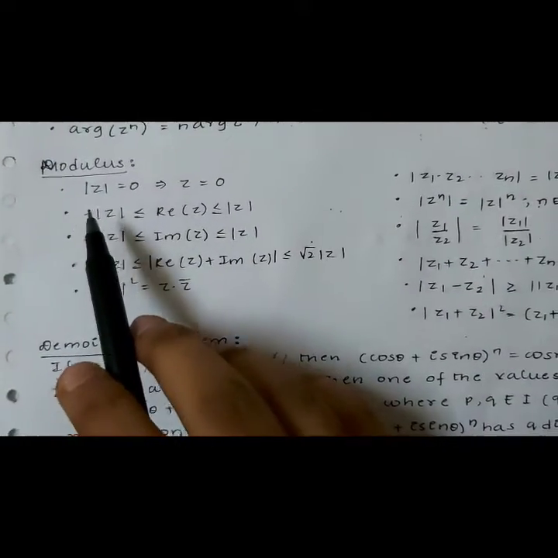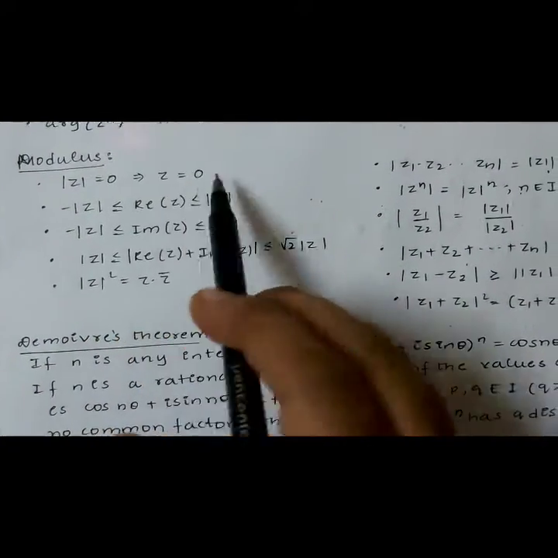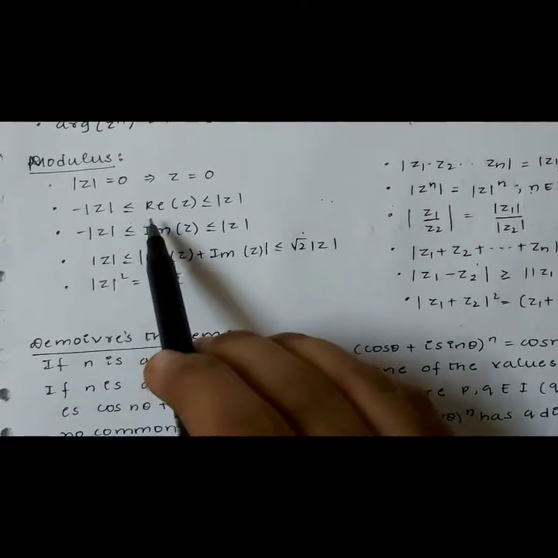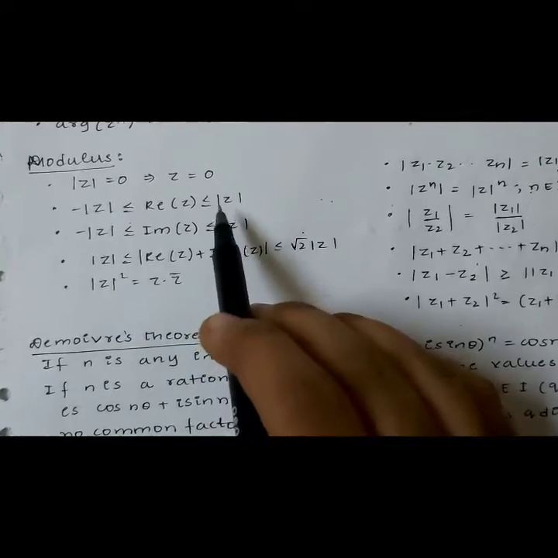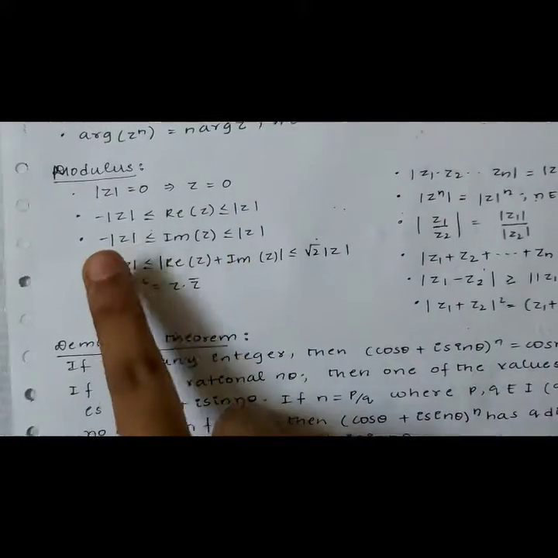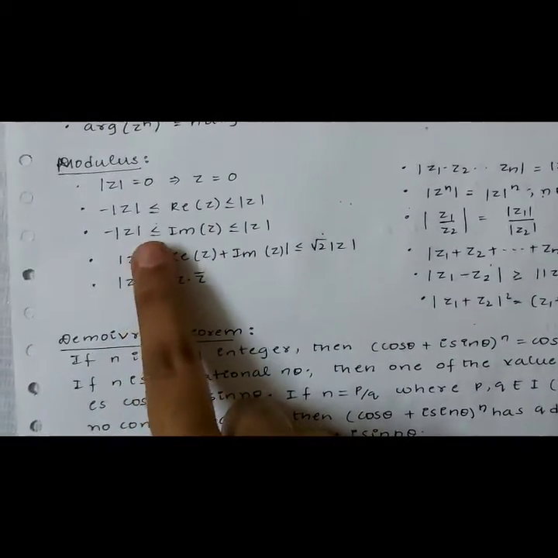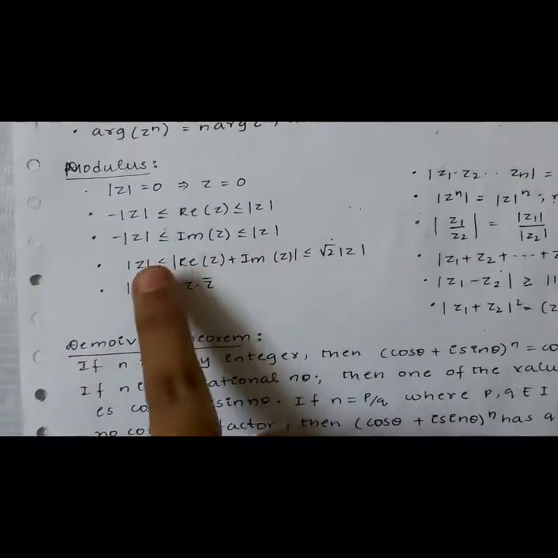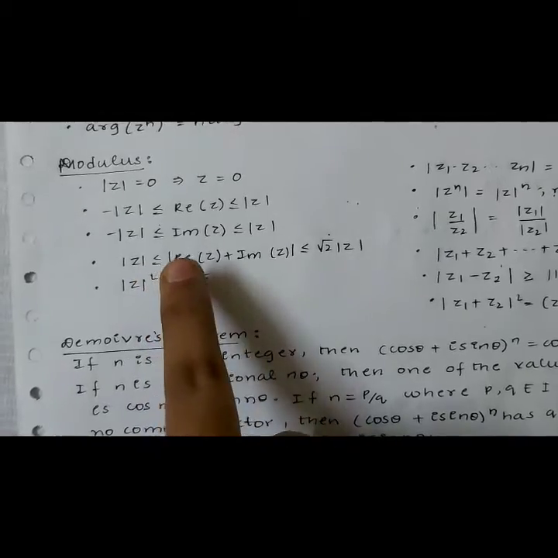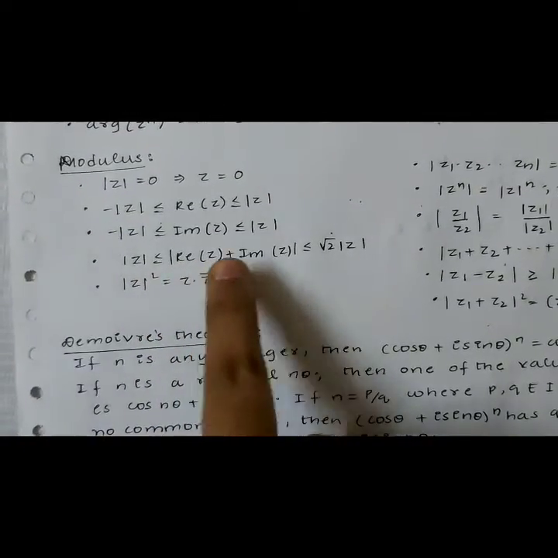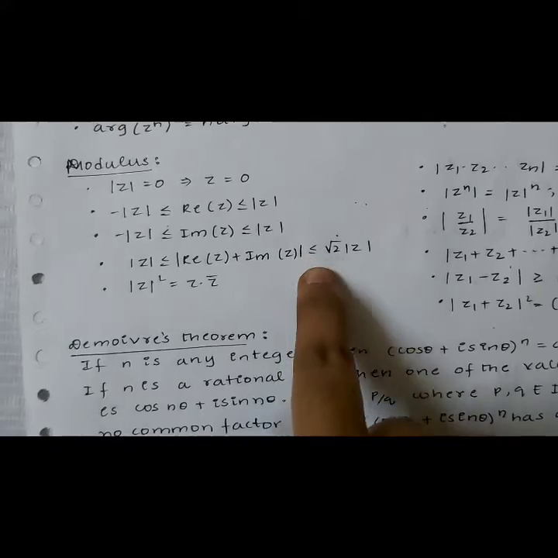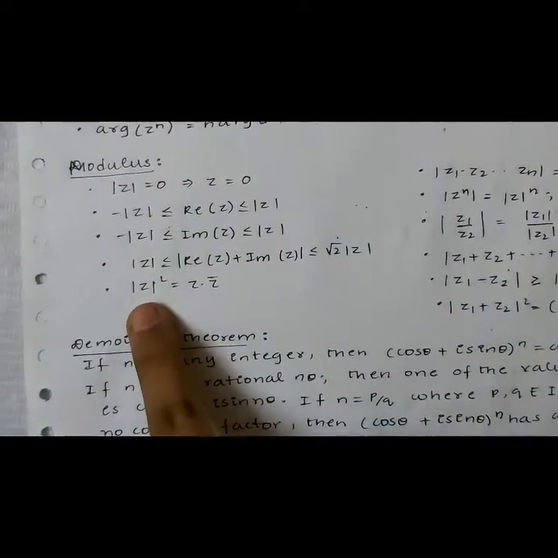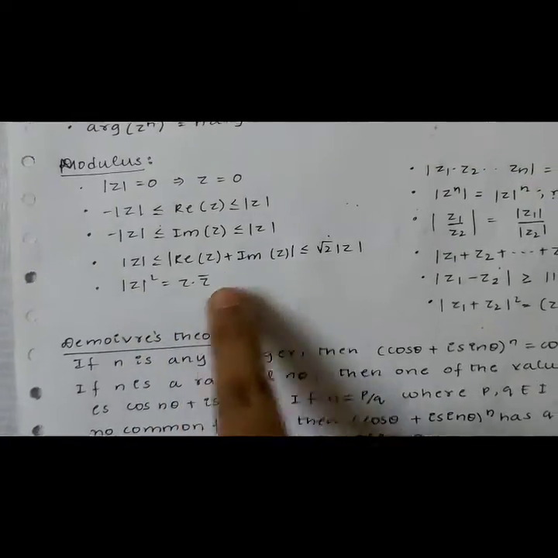Modulus. Modulus of z is 0 when z is 0. Minus modulus of z is less than or equal to real part of z less than or equal to modulus of z. Minus modulus of z is less than or equal to imaginary part of z less than or equal to modulus of z. Modulus of z is less than or equal to modulus of real part of z plus imaginary part of z. It is less than or equal to root 2 into modulus of z. Modulus of z whole square is z into z bar.